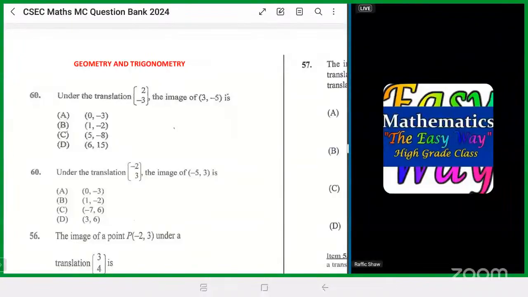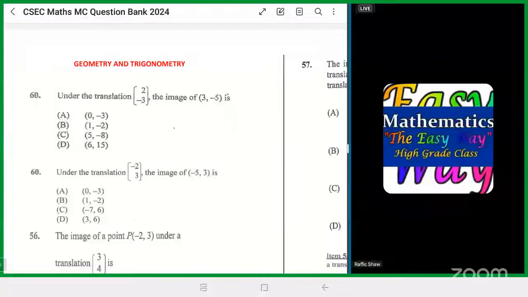Next one. P prime, Q prime, R prime. What transformation? On one exam paper they set it like this, on another exam paper they set it differently. Reflection in a line. This one says E is the image of line B after A. So these are the transformations.